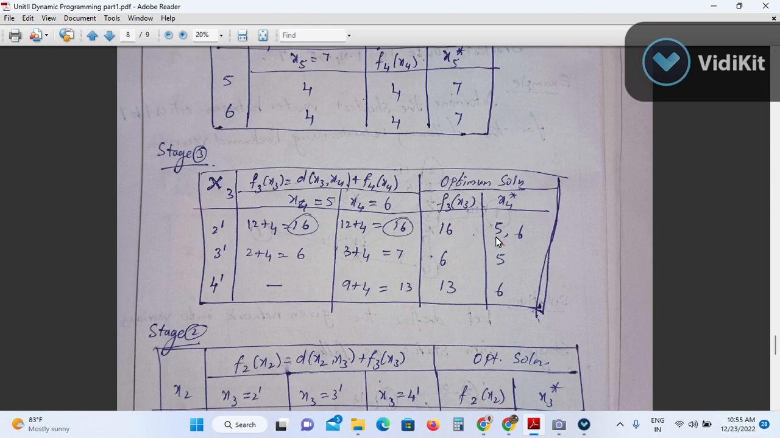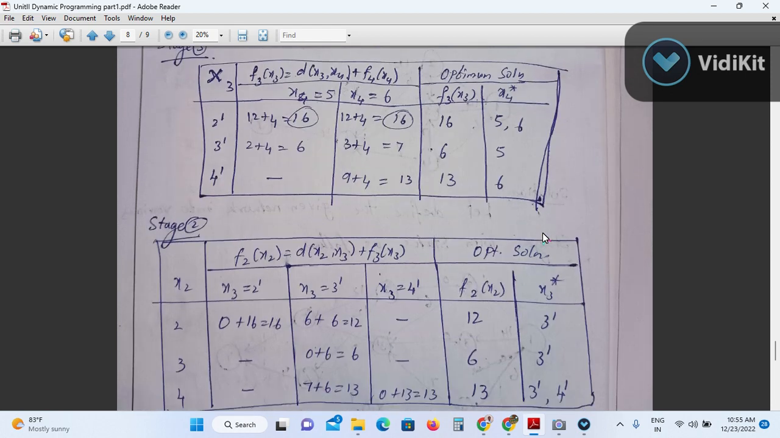Maybe here is one thing I want to point out. Think about this case, for both cases, that is reaching 5 from 2 prime and reaching 6 from 2 prime, you are getting the same distance, 16. So in that sense, I have to consider both. That is, 2 prime to 5 and 2 prime to 6 have the same distance. Therefore, the optimal nodes are both 5 and 6, right? So later we can conclude that case.